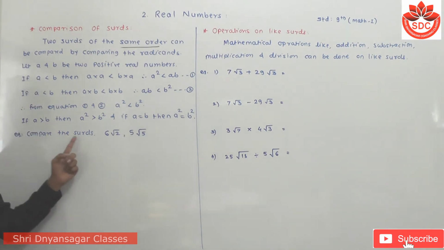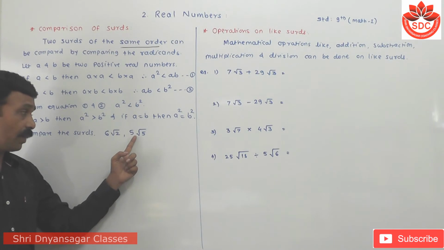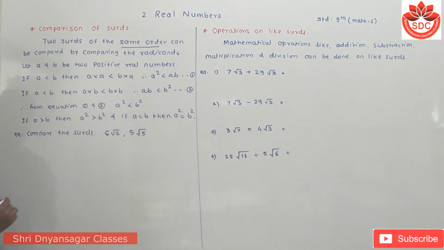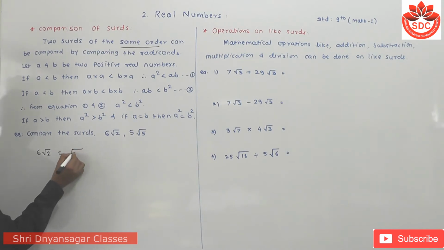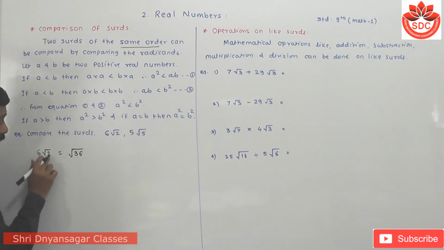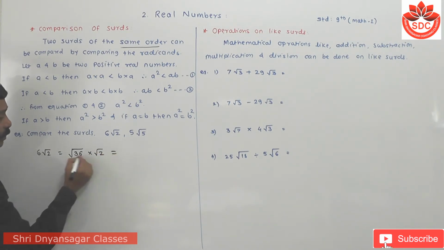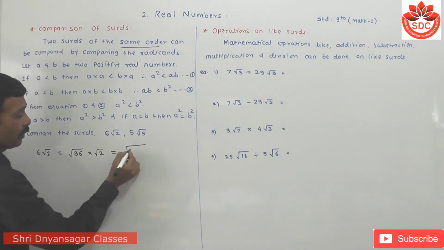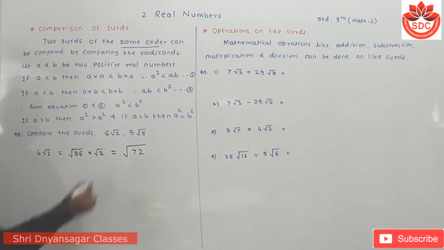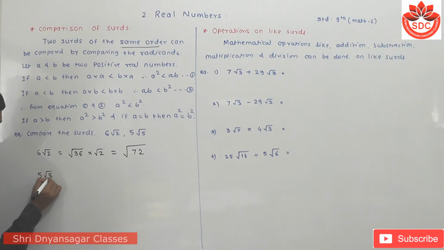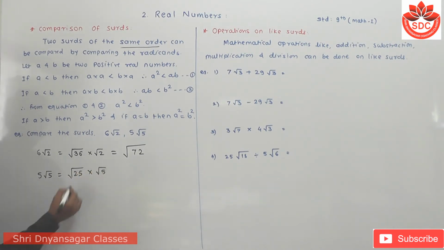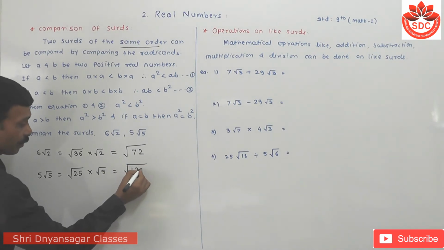Now we take one example: compare the surds 6 root 2 and 5 root 5. Students, how to compare it? Look carefully. 6 root 2 is equal to root of 36 into root 2, this 6 comes from 36. Multiplying the radicands, we get root 72. Then 5 root 5 is equal to root of 25 into root 5, this 5 comes from 25, and 25 fives are 125.